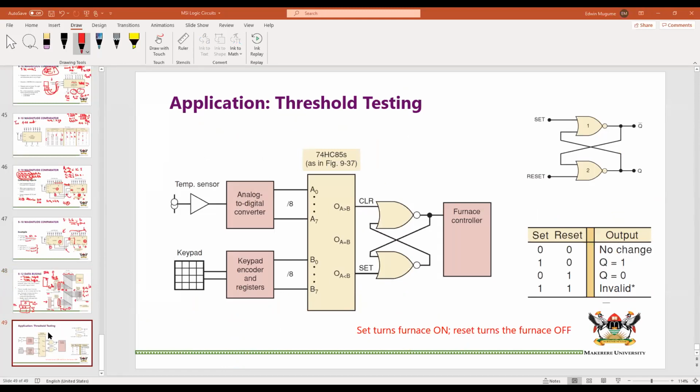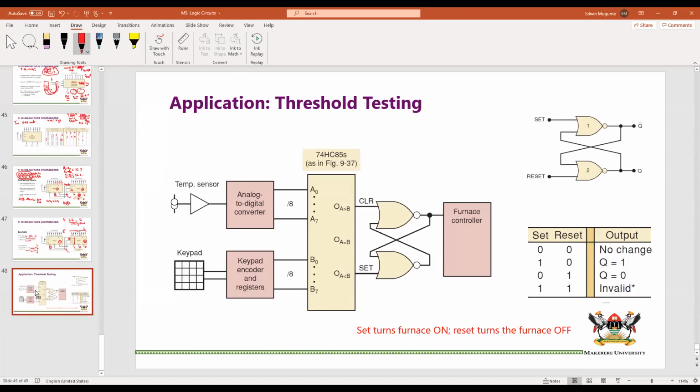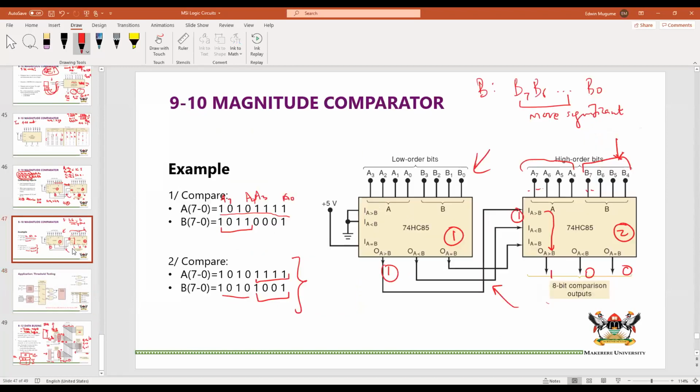Actually, this one is supposed to be there. Sorry about this. This is supposed to be there. We were looking at this and we were comparing.